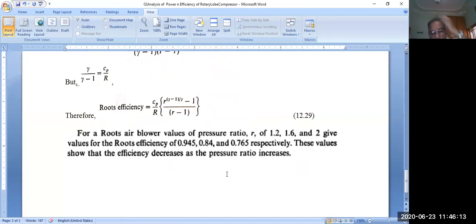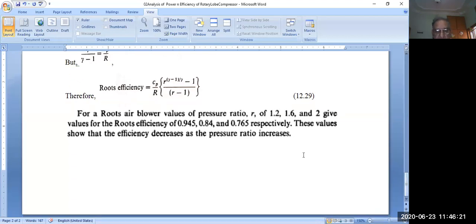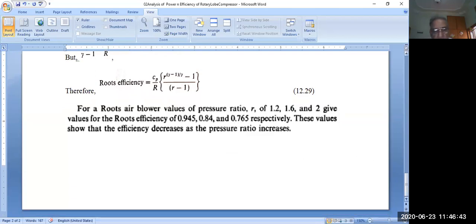So for a Roots air blower, values of pressure ratio are usually 1.2, 1.6 or 2. And the lower the r, the higher the efficiency. If the pressure ratio is 1.2, then efficiency is almost 95%. If the pressure ratio is 1.6, by increasing, it is 84% efficiency. And if the pressure ratio increases to 2, efficiency decreases and becomes 77 or 76.5%. So we can see that at high pressure ratios the efficiency of the Roots blower decreases.